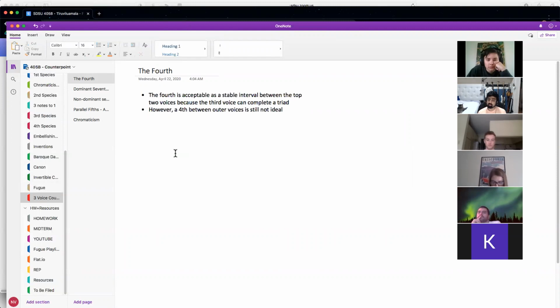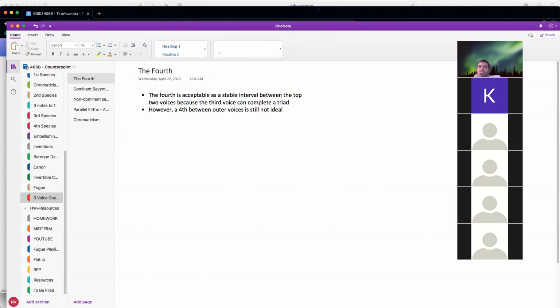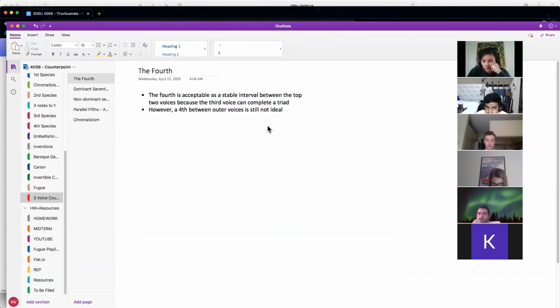But in three-voice counterpoint, you can actually have a fourth if it's a stable interval between the top two voices, because the third voice can complete a triad. But a fourth between outer voices isn't necessarily ideal. So that's basically the reason for that. The reason that we're so concerned about the outer voices is they're the voices that we actually hear the best. As a result, they are supposed to be treated with a little bit more care.